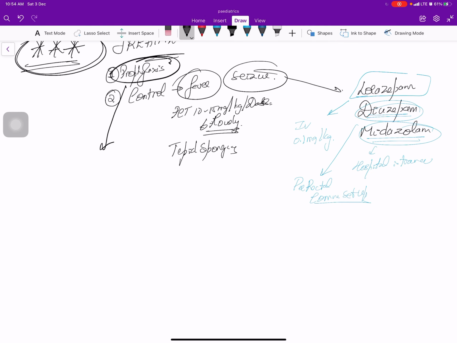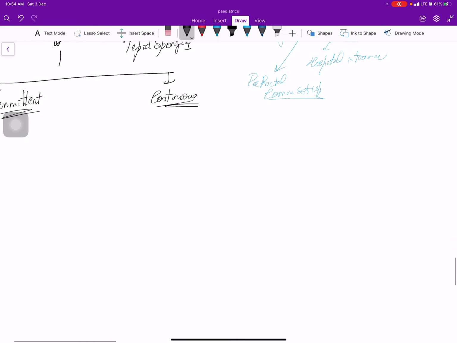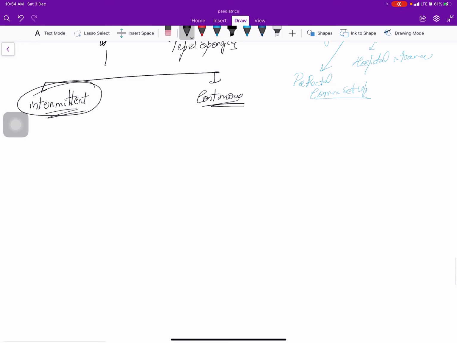And the prophylaxis of seizure would be of two types. One, an intermittent prophylaxis, and other, a continuous prophylaxis. So intermittent prophylaxis would be given in case of a kid who lives far off, who is having recurrent seizures of like greater than 4 per year and whose parents are anxious.